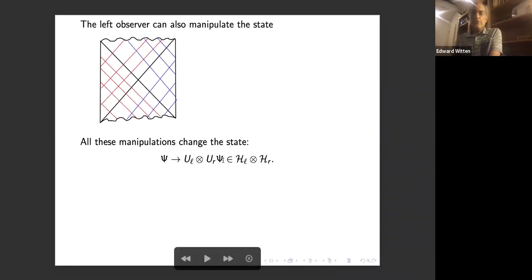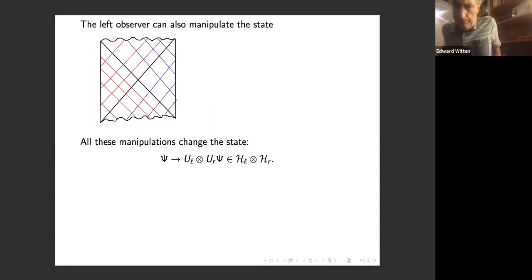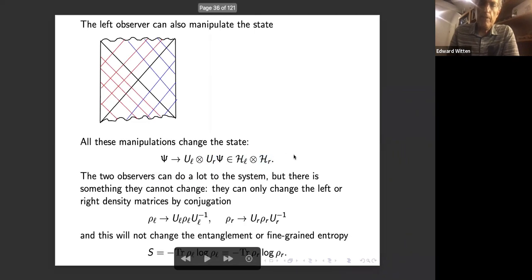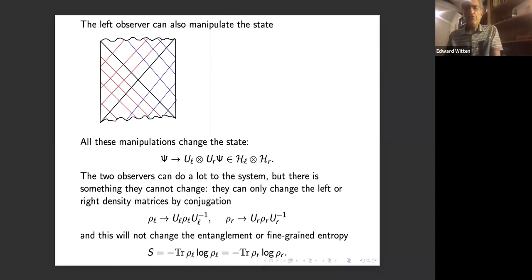Whatever the left and right observers do can be described as acting with a unitary operator. The left observer can act with a unitary operator UL that only acts on the left Hilbert space HL, and the right observer can act with a unitary operator UR that only acts on the right Hilbert space HR. The two observers can do a lot to the system, but they can't do everything. They can only change the left or right density matrices by conjugation.